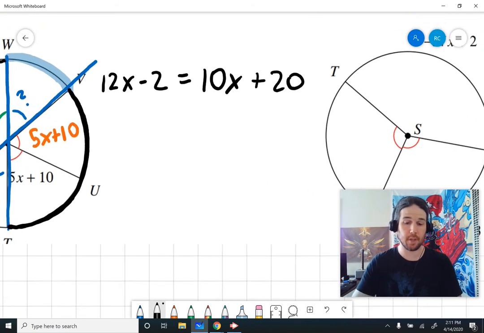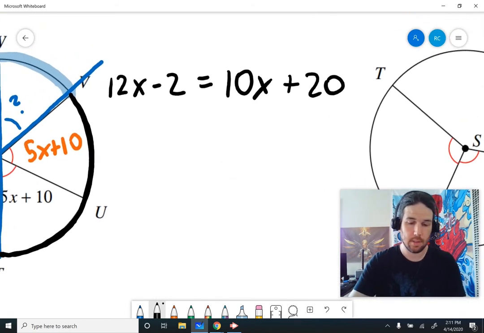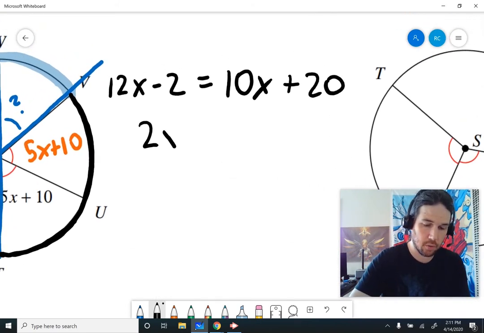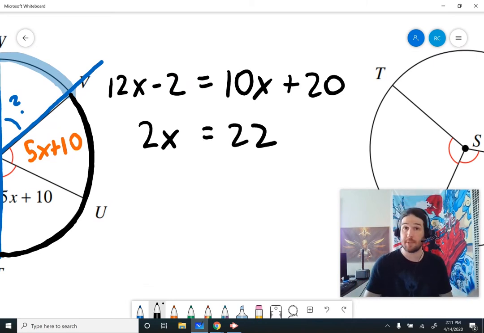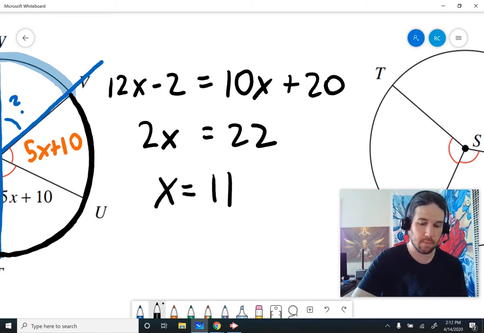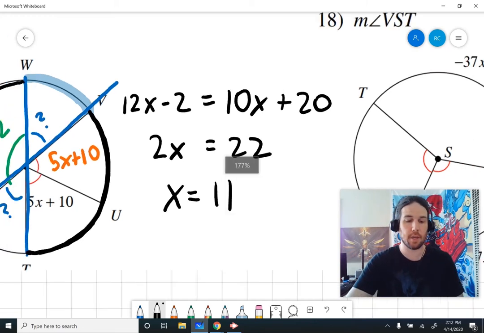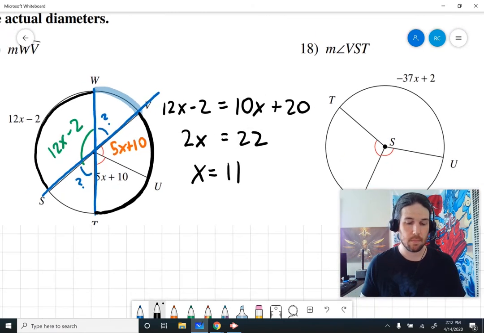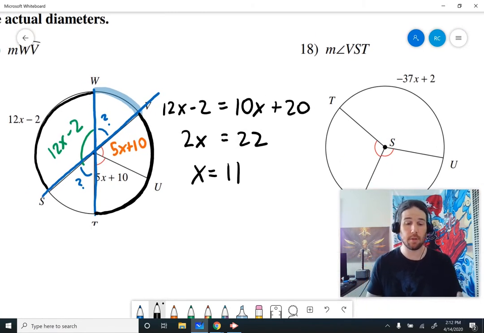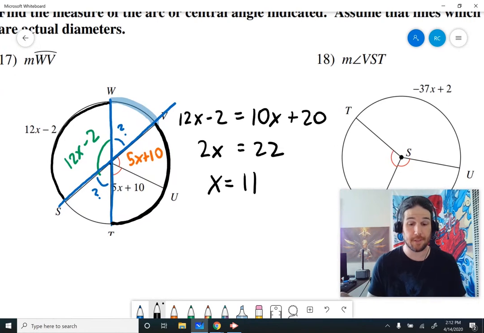We can solve this pretty quick, I hope. I get 2x equals 22. Again, I'm skipping steps here. Please don't panic. Do the algebra yourself. It's good practice. I get x equals 11. But x isn't what I'm looking for. I'm looking for the measure of arc WV.